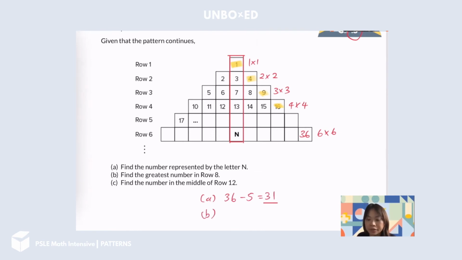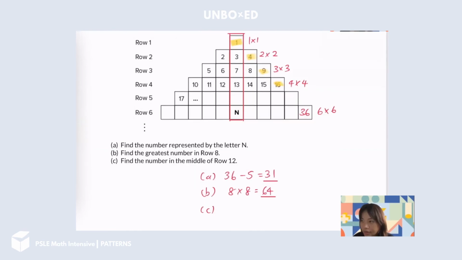Next, the greatest number for row 8. Can someone tell me what is the greatest number for row 8? 64. Thank you. And how do you get 64? 8 times 8 gives you 64. Yes, correct. You take 12 times 12 to find the maximum number. So the middle number is always minus 1 less than the number of rows, right? So 144, with 1 less than the number of rows being 11, minus 11 gives you 133.